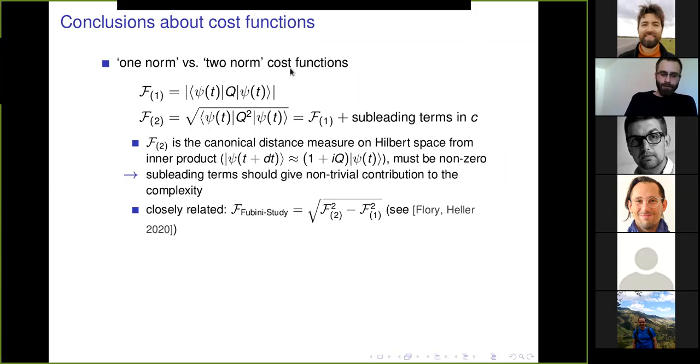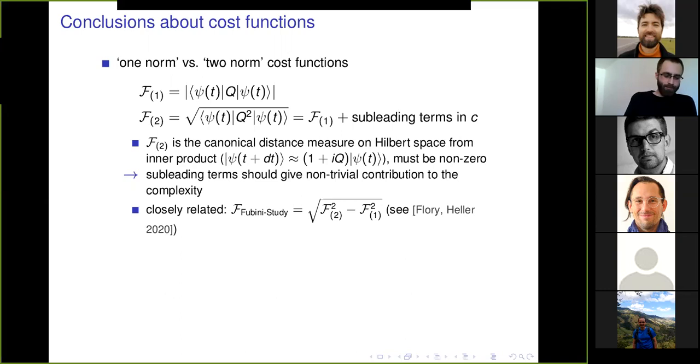Now, this fact is actually kind of surprising, since the two-norm is nothing but the canonical distance measure in the Hilbert space from the inner product, simply because the state at time t plus dt is something like 1 plus i times Q applied onto psi. So psi of t plus dt minus psi of t is something like Q applied onto psi. And the length of Q times psi is simply this two-norm cost function. And this, of course, must be non-zero and non-vanishing.